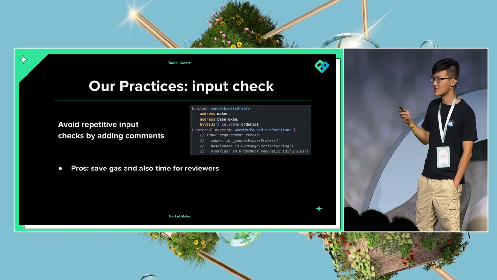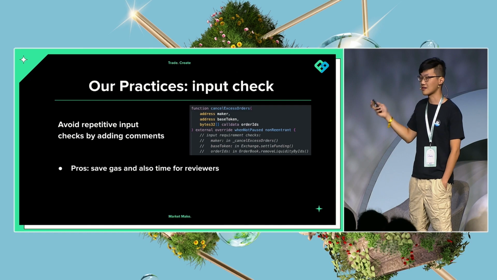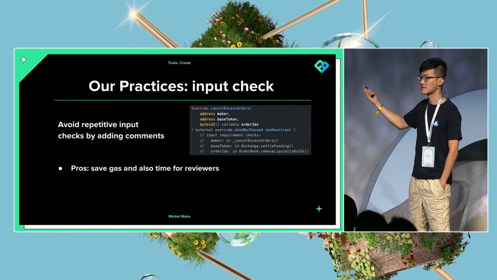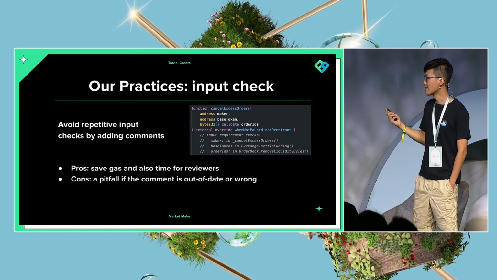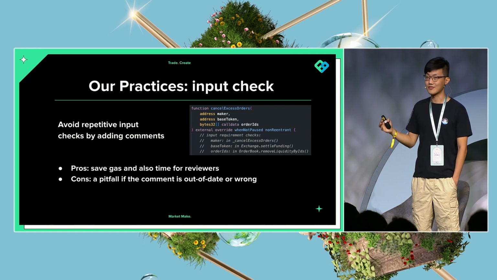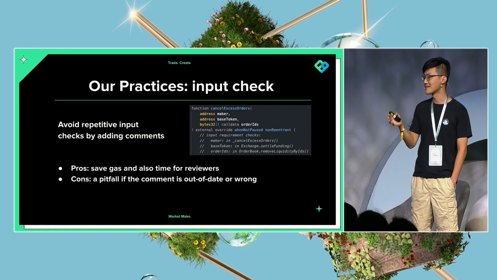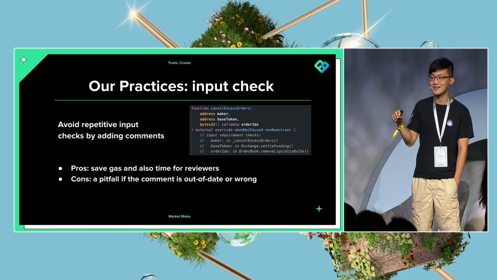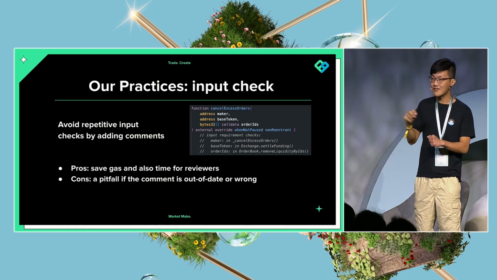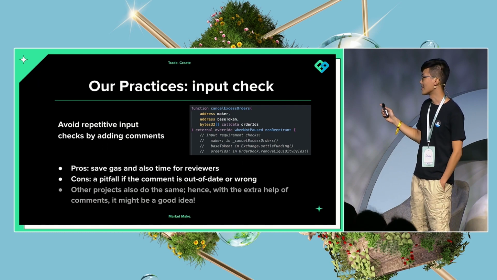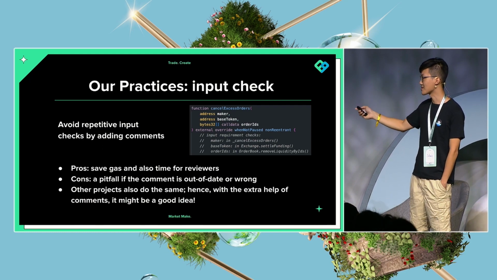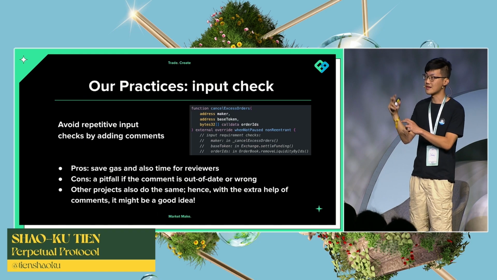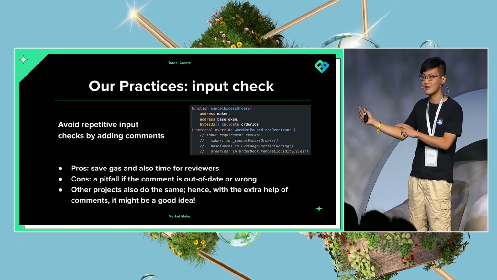By avoiding repetitive input checks, we can save gas, of course. That is the reason why everyone is doing that. But by adding comments, we can also save time for reviewers. The con is just, as I mentioned, you have to maintain it. You have to make sure it's right. Otherwise, if we thought something has been checked, but it's actually not checked, then it might be, I'm not sure if it can be really grievous, but maybe. My reasoning is that since other projects also do input checks in the lowest layer, by adding some comments to it, we make reviewers' lives easier.